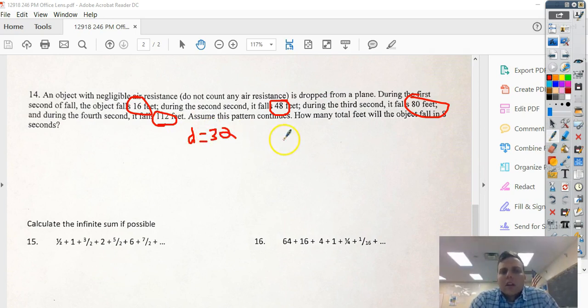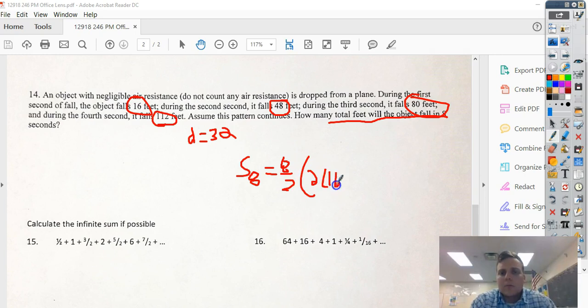It says how many total feet will the object fall in 8 seconds? Not how many will it fall during the 8th second, but what is the total amount of feet it will fall during all 8 seconds of dropping. So I want to use the summation: S sub 8 is equal to 8 divided by 2. I don't know what the last term is, so I'm going to use 2 times the first term plus the common difference times n minus 1, so 8 minus 1.